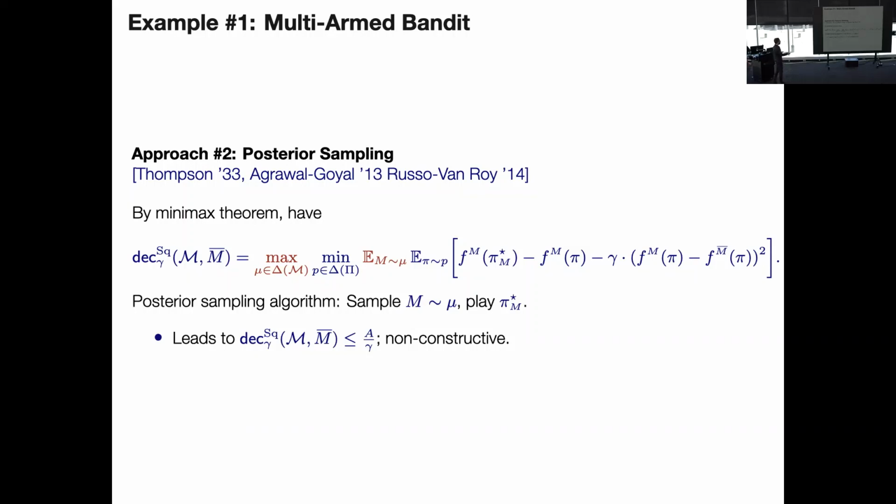And this you can show also leads to an A over gamma bound on the DEC. Many of these prior works in Bayesian bandits are actually implicitly showing that this DEC is bounded here. But one important thing to understand is this is not a constructive algorithm. This is a P that will minimize the Bayesian DEC, but that does not mean it says anything about the P that minimizes the original DEC. It just tells you that the value is bounded.